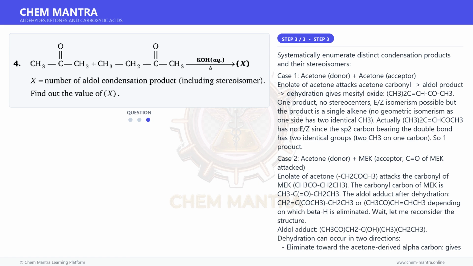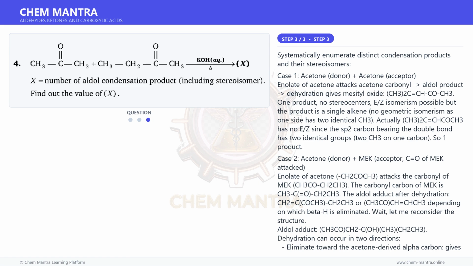Wait, let me reconsider the structure. Aldol adduct CH3CO-CH2-C(OH)(CH3)CH2CH3. Dehydration can occur in 2 directions. Eliminating toward the acetone-derived alpha carbon gives CH3CO-CH=C(CH3)CH2CH3. Let me be more careful. Adduct structure: CH3CO-CH2-C(OH)(CH3)CH2CH3.